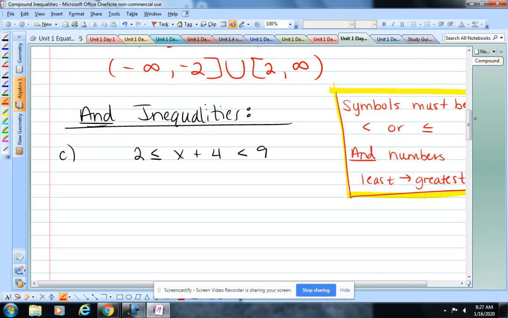But they're just confusing because they look different. The math is really not too crazy. If you can solve a regular inequality, you can solve an and inequality.